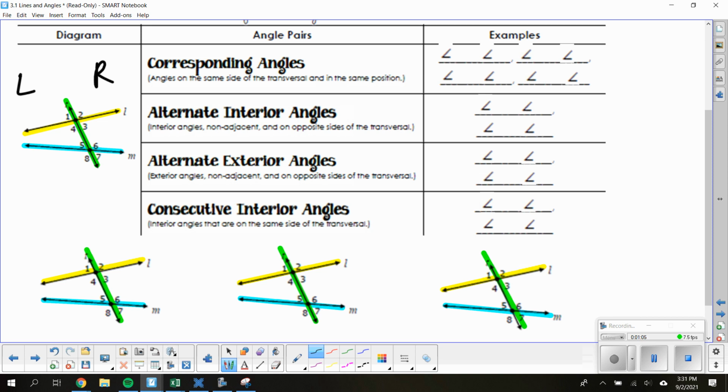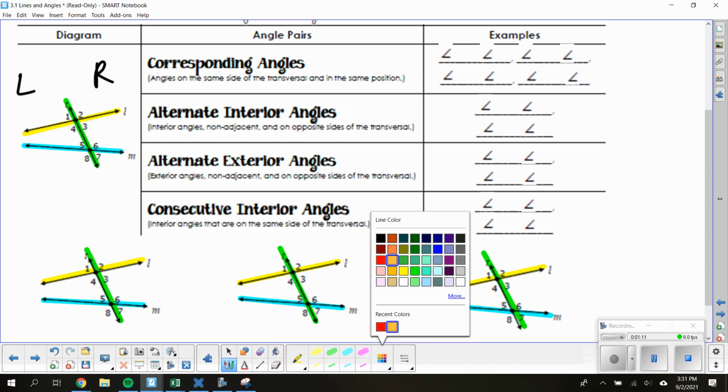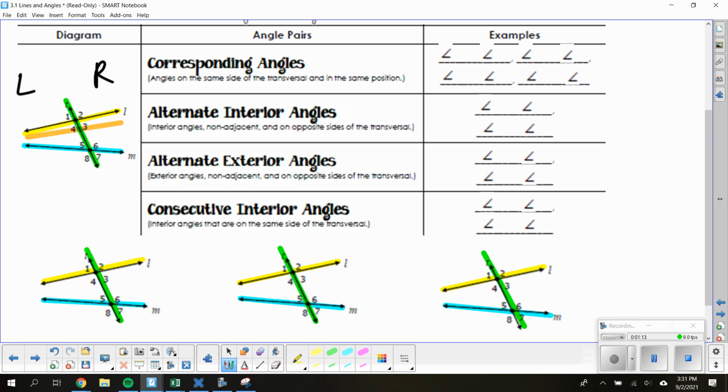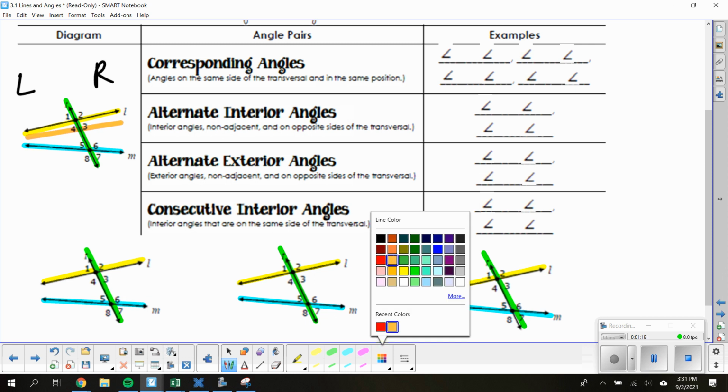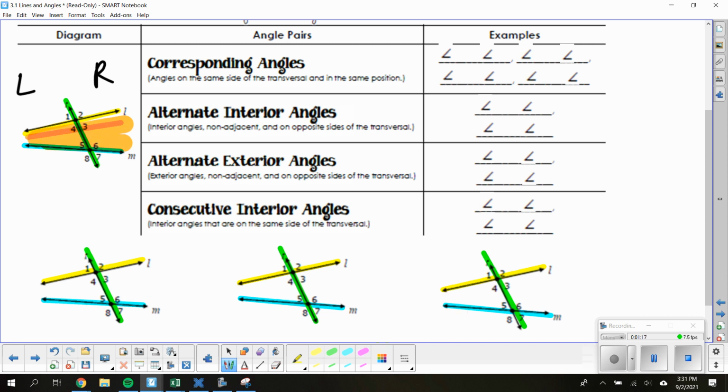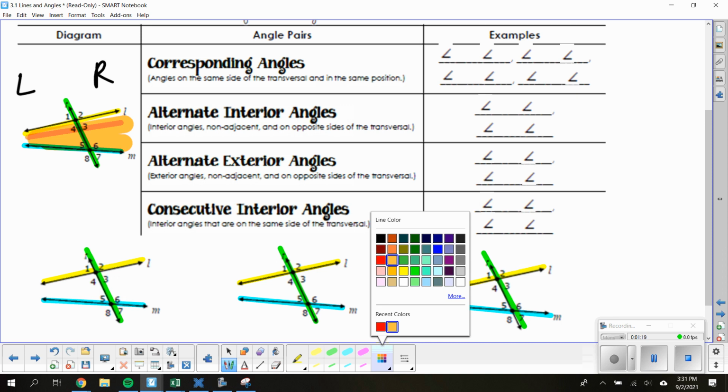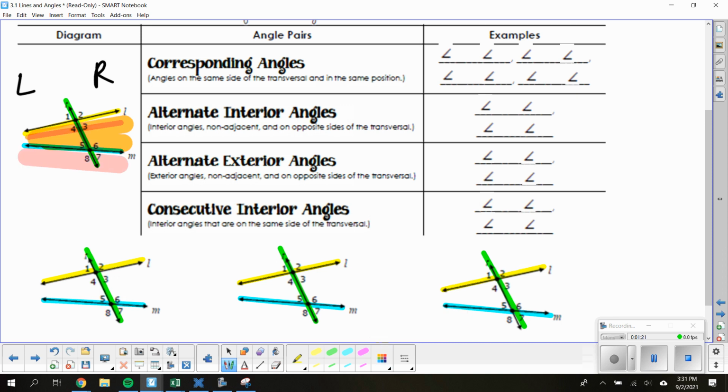We also have two other regions. We have the inside. So in between the two lines that it's intersecting, we have the inside. And we also have the outside of the two lines that it's intersecting. And that's going to come in handy when it comes to defining the location of these angle pairs.